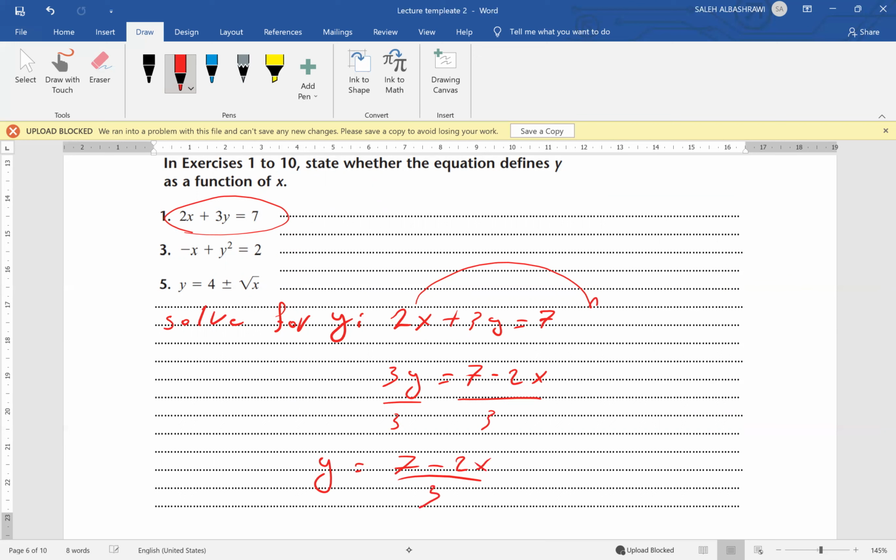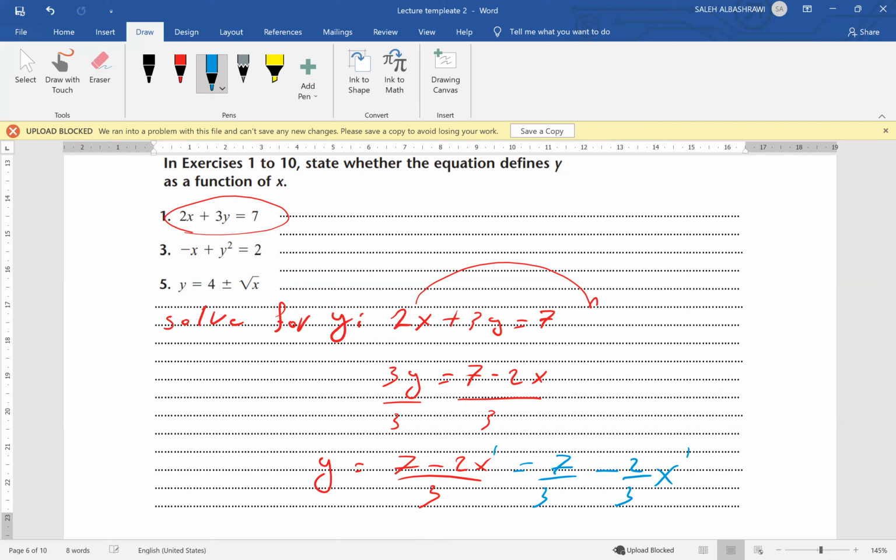Now 7 minus 2x over 3, since the x has only the power 1, we can say this is a linear function, and divide by 3 will give me one value for each value of x. Now y equal to 7 minus 2x over 3, or I can write it as 7 over 3 minus 2 over 3x. This is a linear function or linear equation. Linear equation means going up or going down depending on the slope of the line.